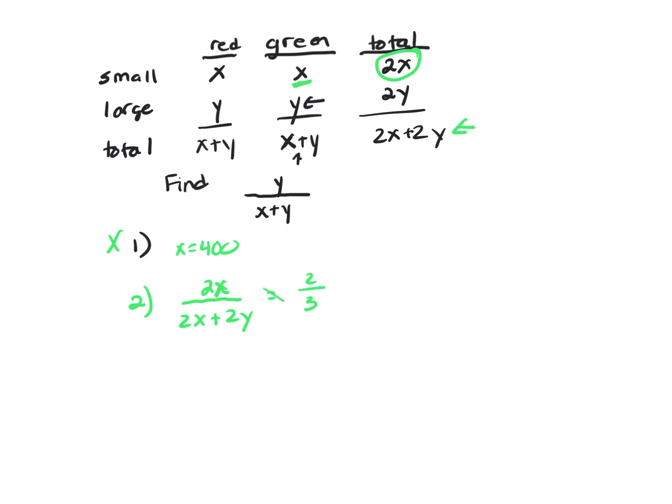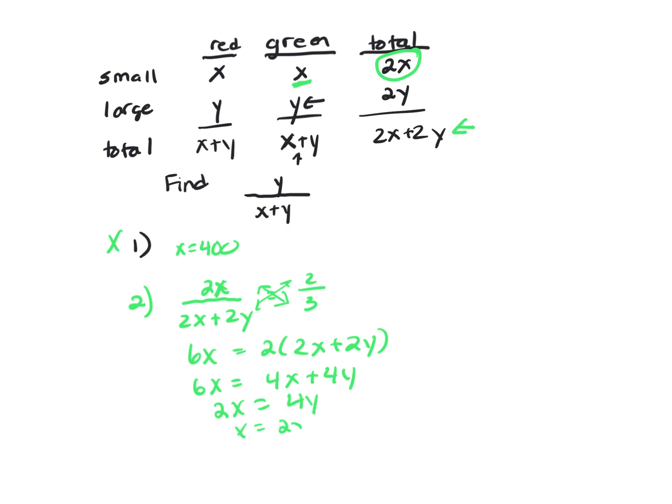So let's cross multiply and let's solve this for something. That's going to give you 6X equals 2 times 2X plus 2Y. That's 6X equals 4X plus 4Y. Subtract 4X from both sides, you get 2X equals 4Y. Divide both sides by 2, X equals 2Y.